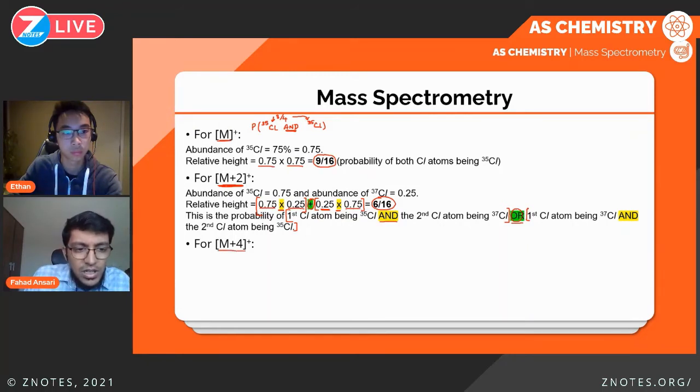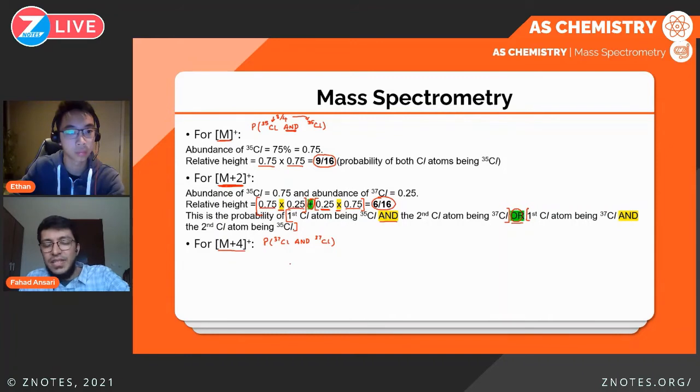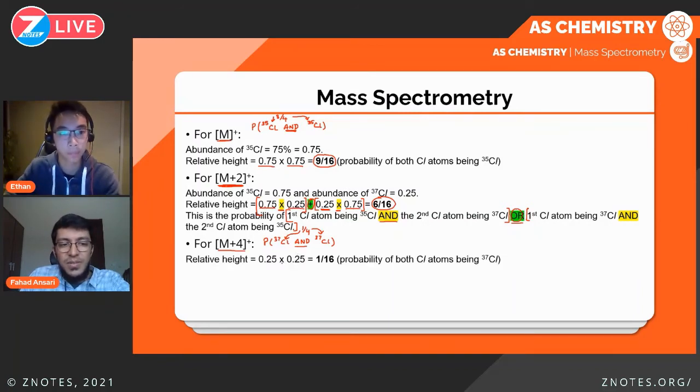For N plus 4, it's going to be much simpler. So you just need to find the probability of the first and the second, both of them, to be the chlorine 37 isotope, right? Both atoms of the chlorine 37 isotope. And we know that the probability for chlorine 37 is 1 divided by 4 or 0.25. And same goes for this. So all you need to do is multiply, because this "and" came up, right? So you multiply these over here, 0.25 times 0.25, you get 1 over 16.